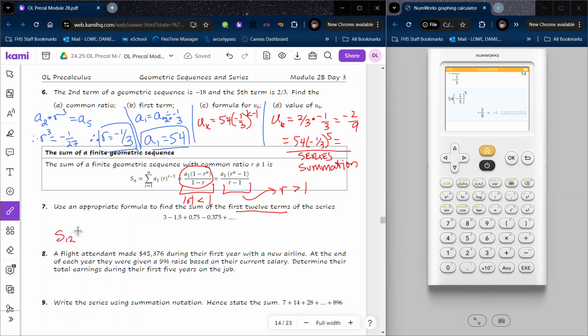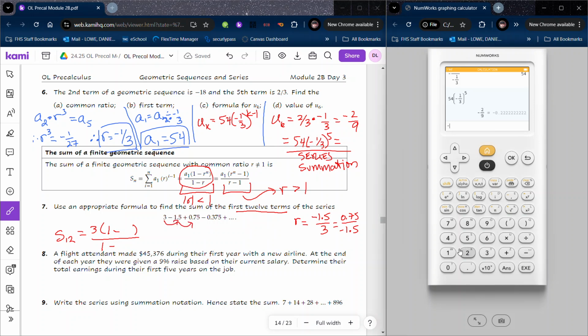If I want the sum of the first 12 terms, if we look at our formula, I'm going to need my first term, and 1 minus my ratio. I've got to figure out the ratio. My ratio will be negative 1.5 divided by 3, and that should be the same as 0.75 divided by negative 1.5. If I look at that, I should be able to see that my common ratio is negative 1/2. But if I'm not sure, I can use my calculator if it's available to me, and I see that my common ratio is in fact negative 1/2.